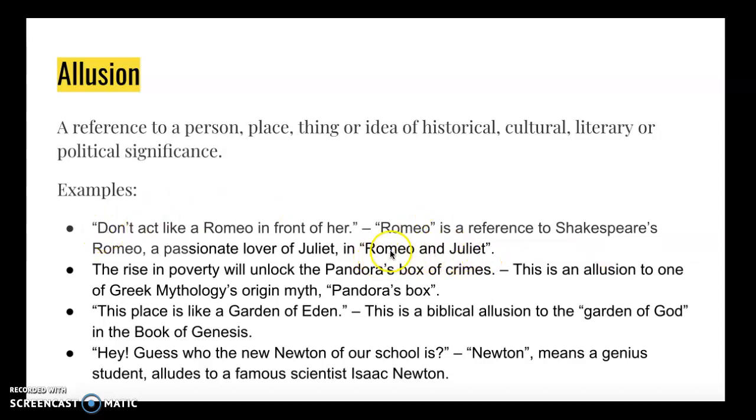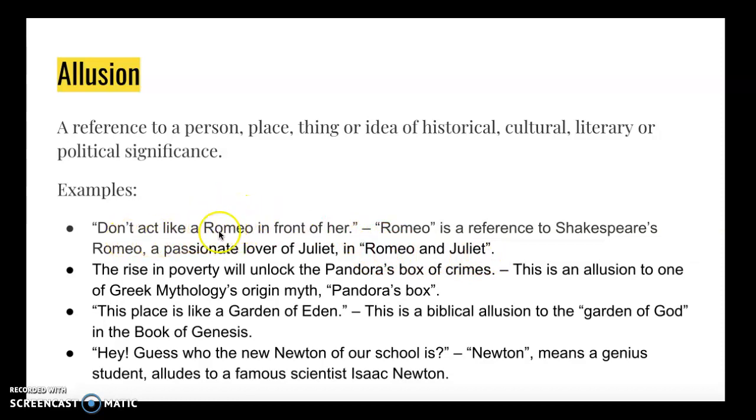Here you all can see Romeo and Juliet. So some of us read Romeo and Juliet in middle school, some of us didn't. To explain it to you all, Romeo and Juliet is a Shakespearean play. Okay, so this sentence says, don't act like a Romeo in front of her. So when we hear Romeo, we think Romeo and Juliet. And this right here is your allusion to Romeo and Juliet.